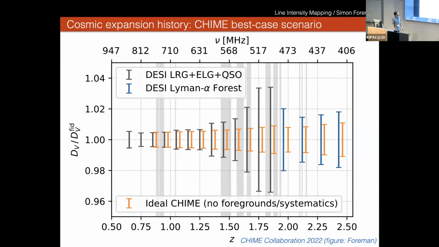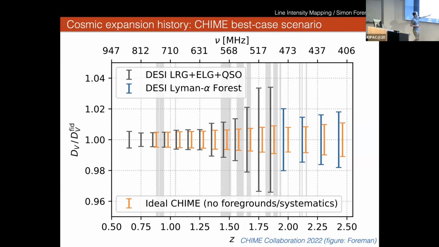What this shows is that with this kind of custom-built telescope like CHIME, we can in principle obtain constraints on cosmic expansion and similar cosmological quantities which are competitive with DESI. And so there's a high degree of complementarity, which is in principle possible here with an observational technique which is extremely different, with different systematics.